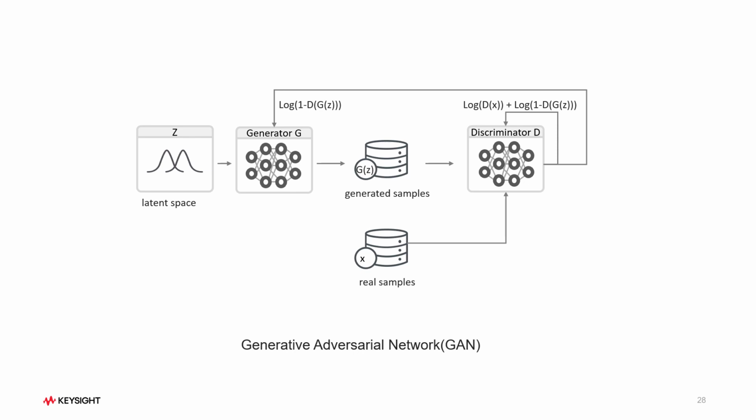GANs find widespread application in various tasks, including image generation, style transfer, data augmentation, and more, where the goal is to create fresh data samples that closely resemble genuine data.